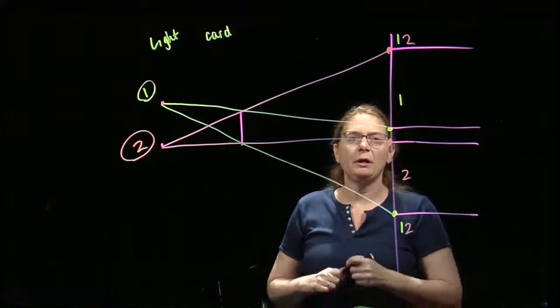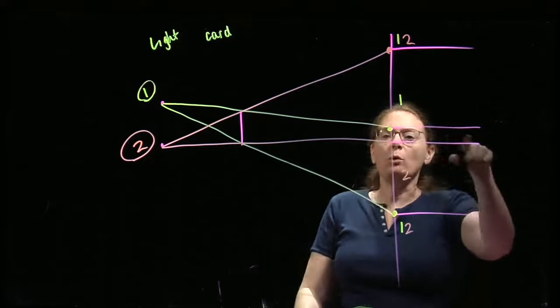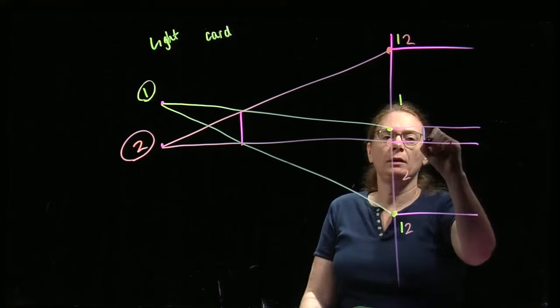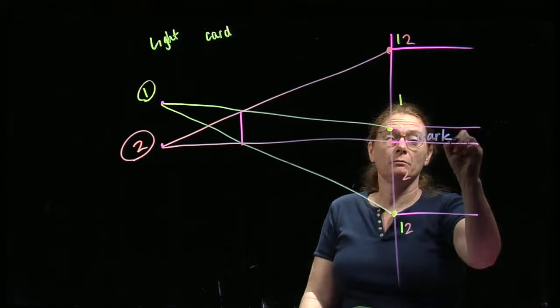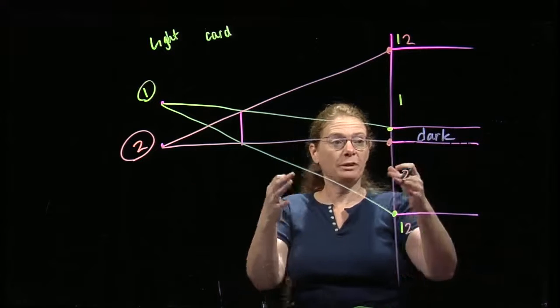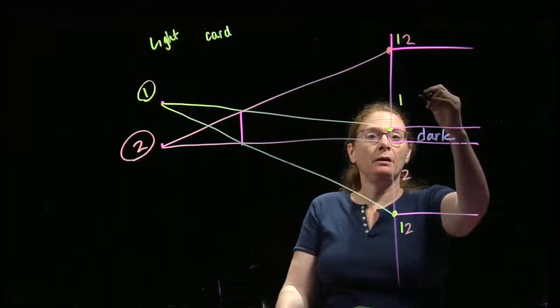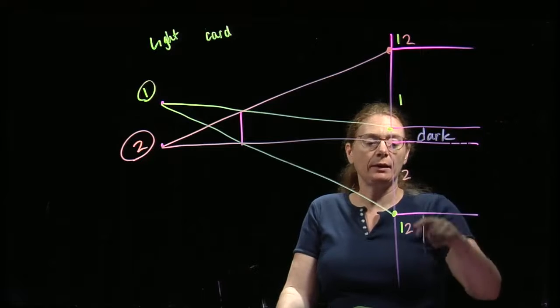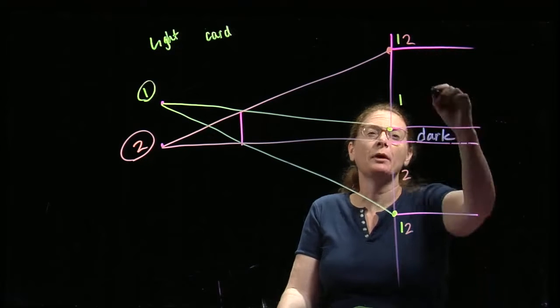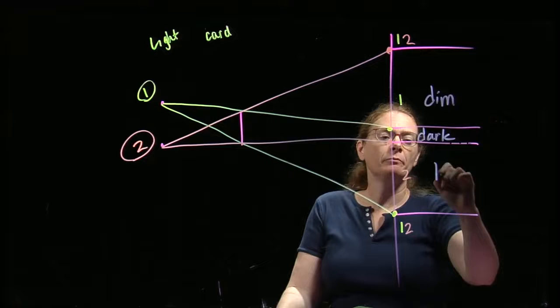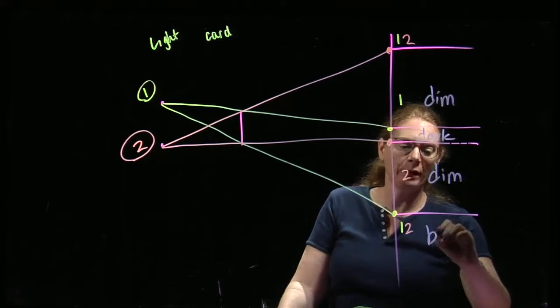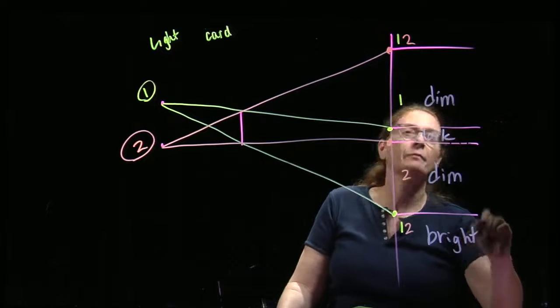Okay, so what does this mean? Well, there are no lights shining here. This is going to be dark. There's no light, so complete shadow. Here and here we have 1 light shining, but then here and here we have 2, so I might call this dim for 1 light and bright for 2 lights.